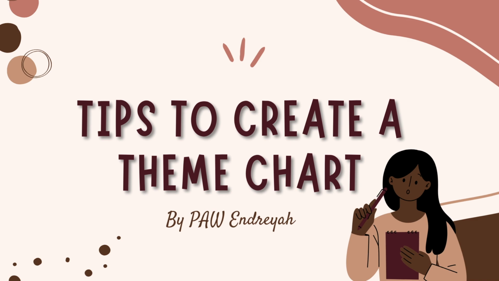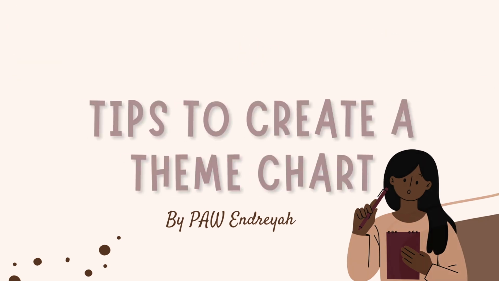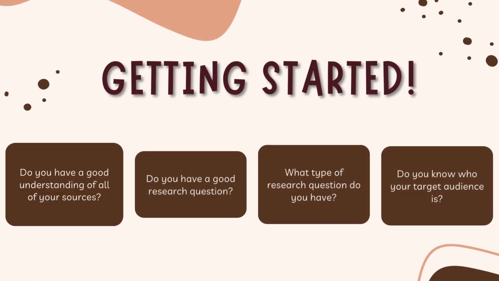This is part 3 on tips to create a theme chart. Now, let's review our getting started questions. In parts 1 and 2, we discussed, do you have a good understanding of all your sources? In part 1, we skimmed the source and highlighted evidence we could use. Then, in part 2, we discussed, do you have a good research question, and navigated the PAW website on how to create a good research question, and you can always come to PAW and we can discuss. And finally, we also talked about what type of research question do you have. And we ended part 2 on this.